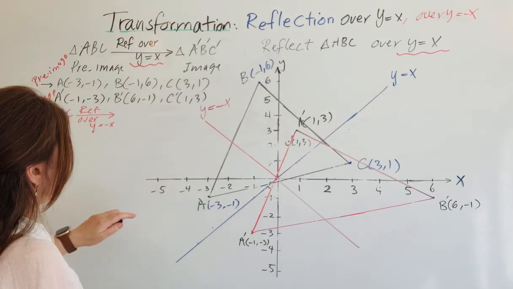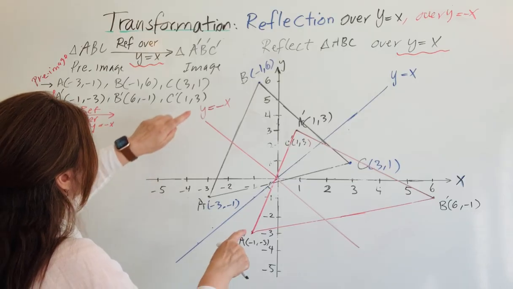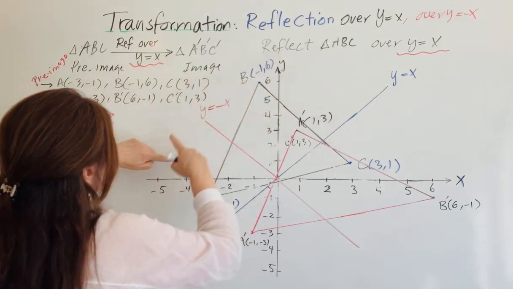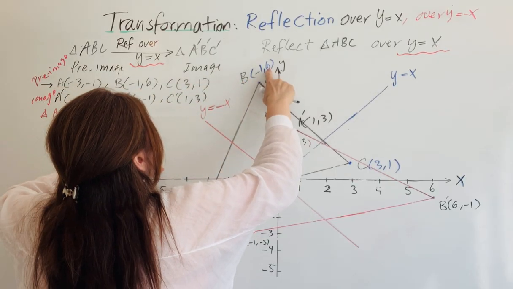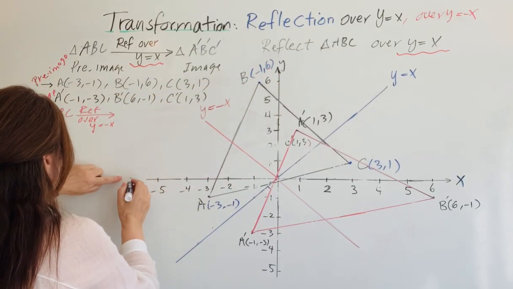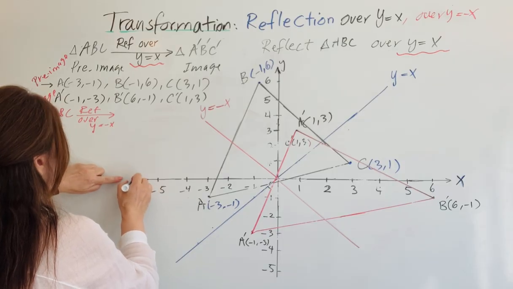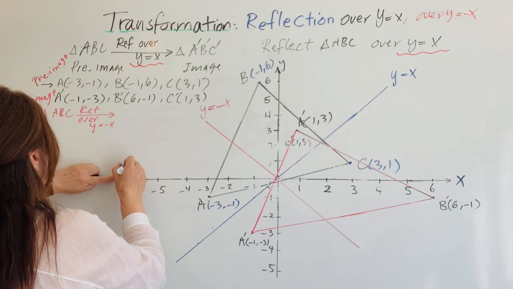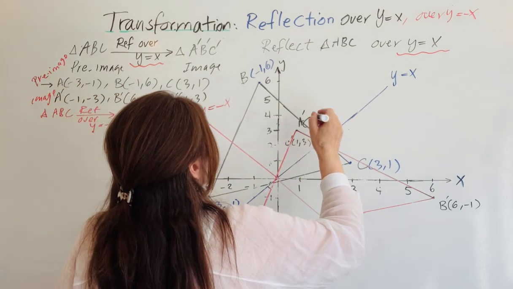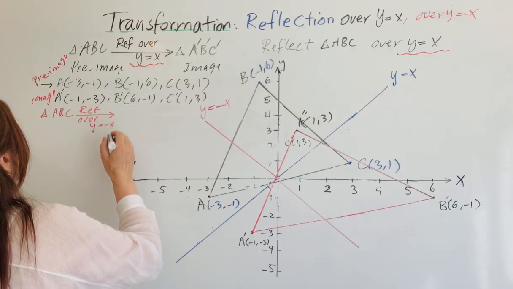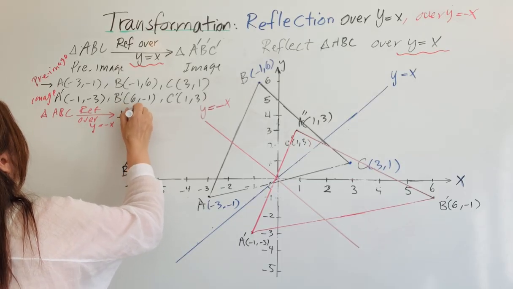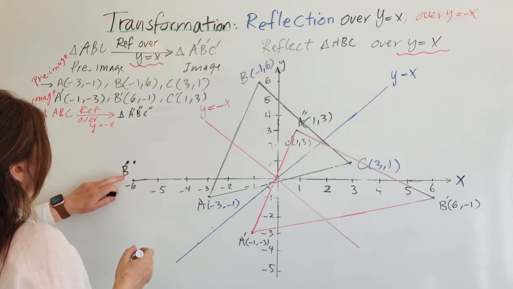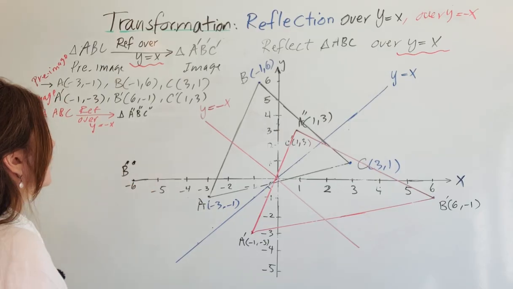How about B? This is a little bit confusing, but it's okay. B is here and reflects to (-6, 1). Negative 6 is here, and 1. Okay, this is B. Actually, double prime is much better. This is triangle double prime. It's much better. This one is B double prime.